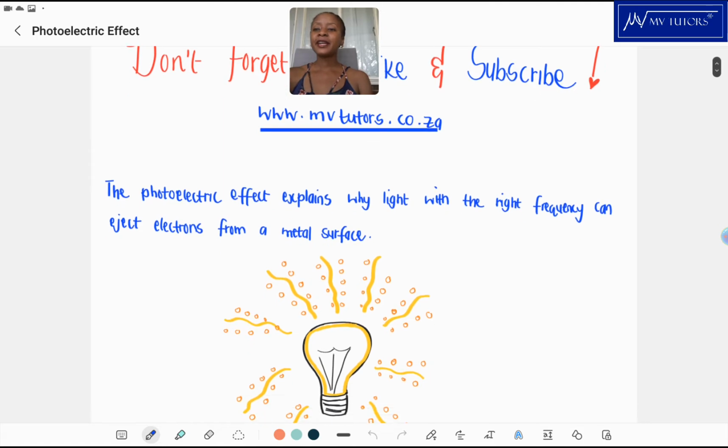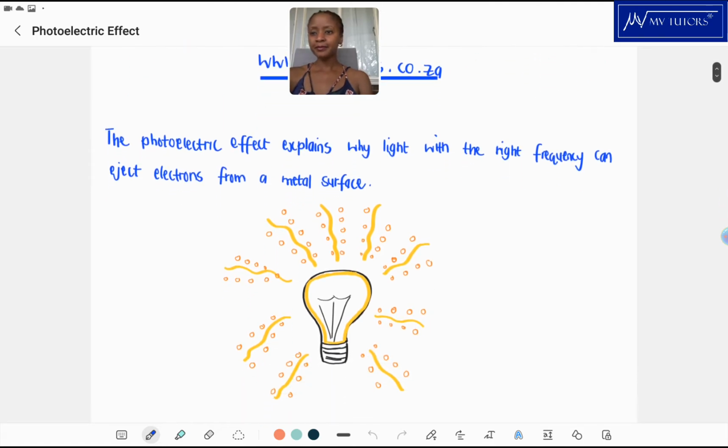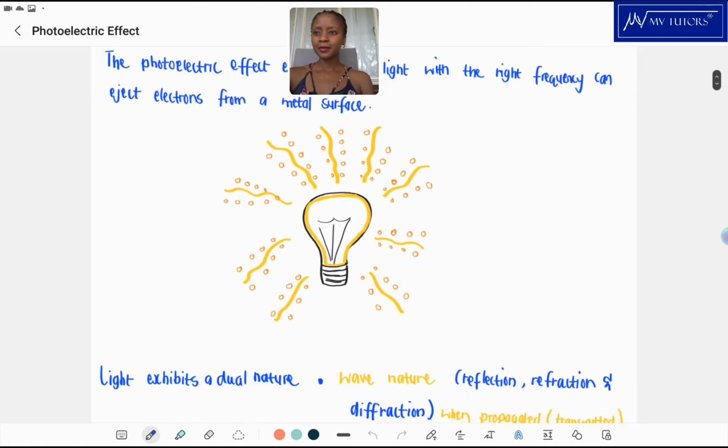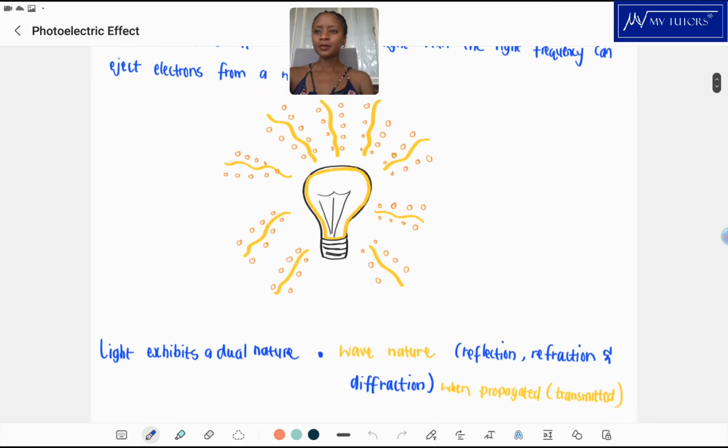Here I've drawn a light bulb, and basically I've shown that when light is shone, it has two properties. You have the waves, which you can see there, and you also have particles. So we can then say that light has a dual nature.